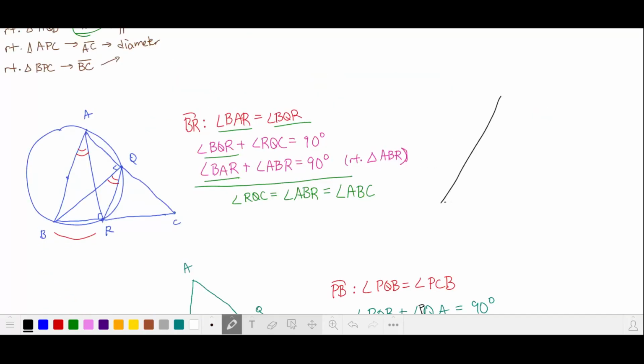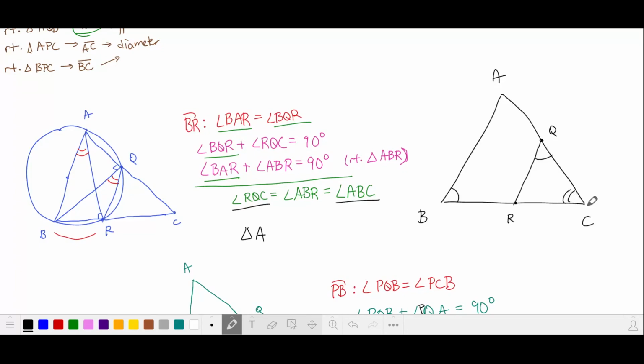Let's redraw triangle ABC once more. So we have this angle over here, ABC, and if I draw in segment QR, that's going to be congruent to angle RQC. So what we have, because of the shared angle here at C, is that triangle ABC is similar to RQC. Let's go on to our next cyclic quad.